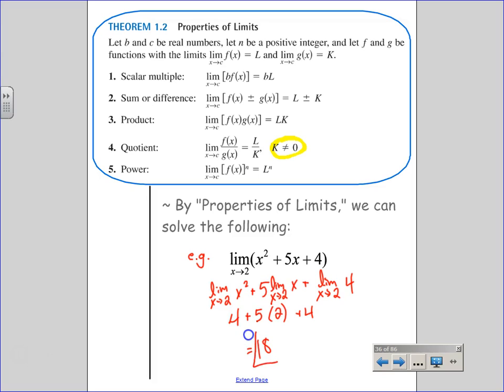But from here on out, do I want you necessarily to write all this? No. That's just the reason why it's true. Janelle? Do you want us writing the limit as x approaches 2 of x squared plus 5x plus 4? Good question. No. And here's why. Let me put the equals.